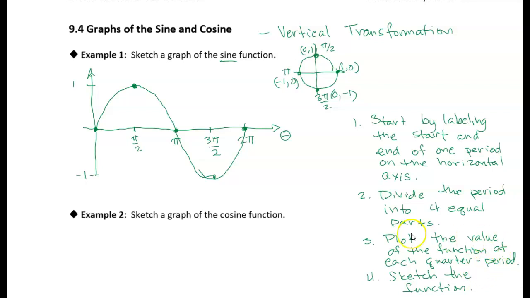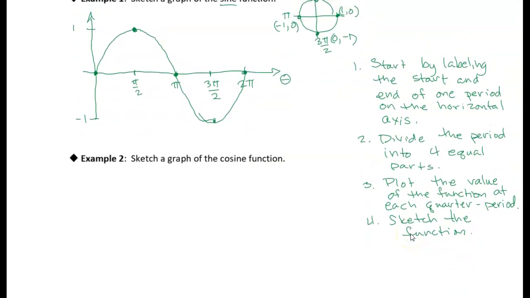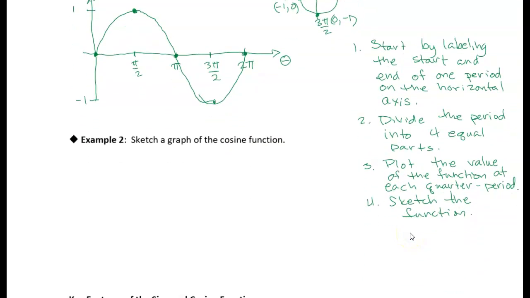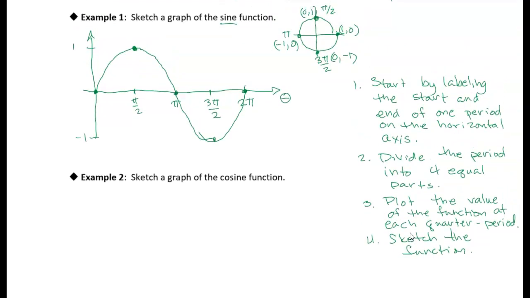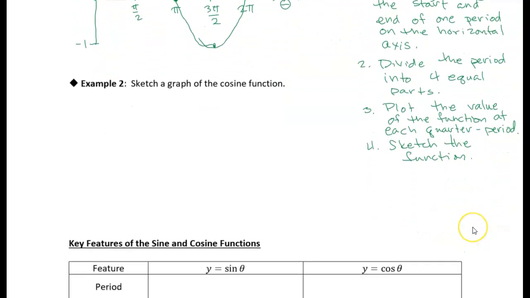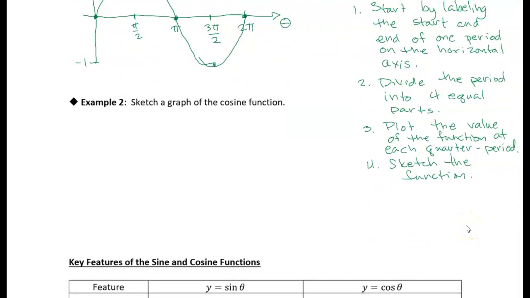Okay, so let's apply this to the cosine function. I kind of want to have my unit circle out there too, so I can redraw my unit circle. I'll just scroll down here. Again, I'm just going to draw my axis.